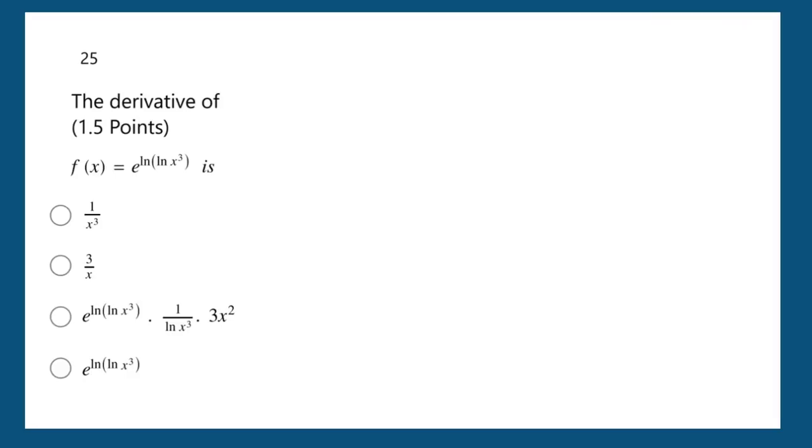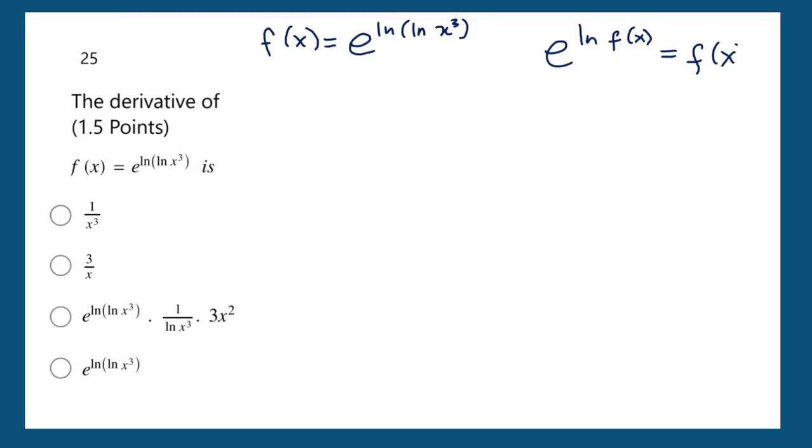Okay, question number 25 here. You were asked to find the derivative of f(x) equals e to the power of ln of (ln x cubed). Before you answer this question, you should know that e to the power of ln f(x) is equal to f(x). So you should remember this one: e to the power of ln f(x) equals f(x).